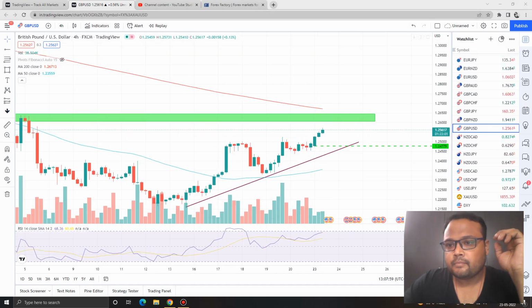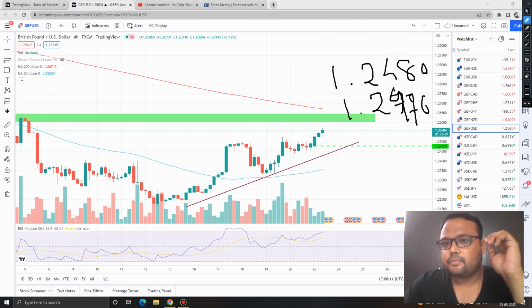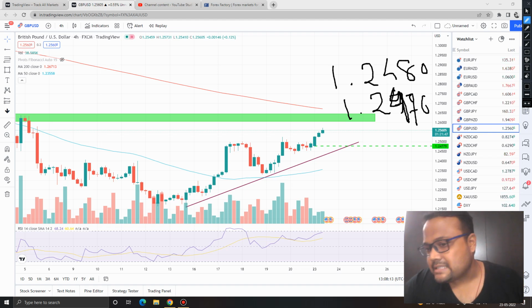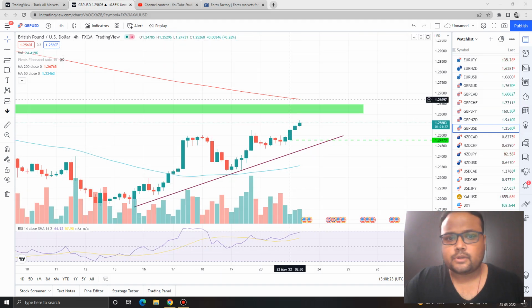The second trading opportunity will be around 1.2480 to 1.2470. This is our second trading opportunity. If the market comes down, then yes, there is a possibility of the market bouncing from this level here. Why is there a possibility?